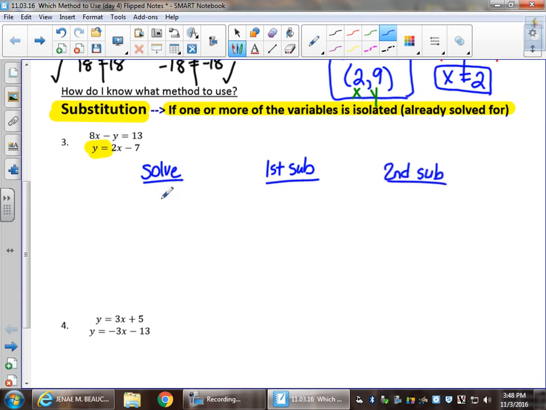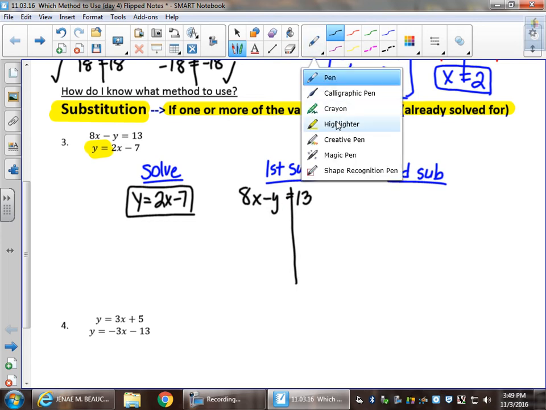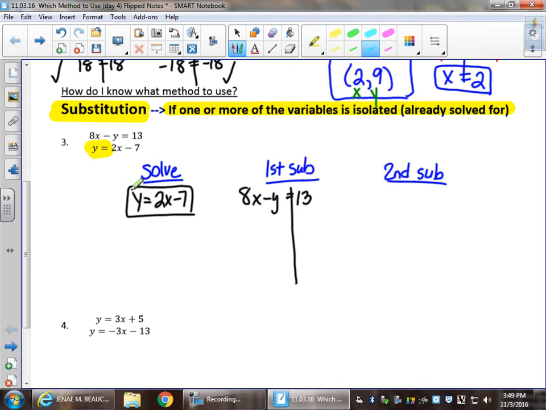Let's see, is one already solved? Yes, it is. So I pull it here, and I pull it down, and I pull it right here. Y equals 2x minus 7. That is all done. No work needed. One is already solved. Next, we take the equation we did not use yet, 8x minus y equals 13. And we ask ourselves, what do I have that I can solve? What do I have that I can plug in for, x or y? Well, this says y equals. So where I see y, we will be substituting in 2x minus 7.